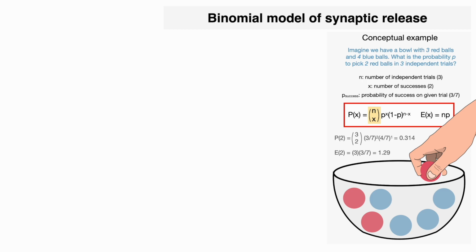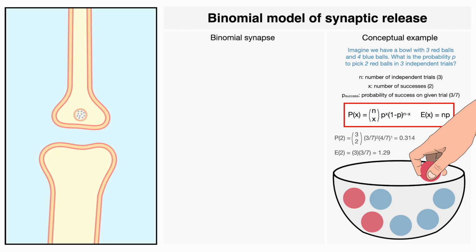This is an important factor in our equation because it corresponds to the number of ways there are to choose a red ball X times out of N. In our example, there are 3 ways. Now that we understand this, let's apply that knowledge to a synapse.